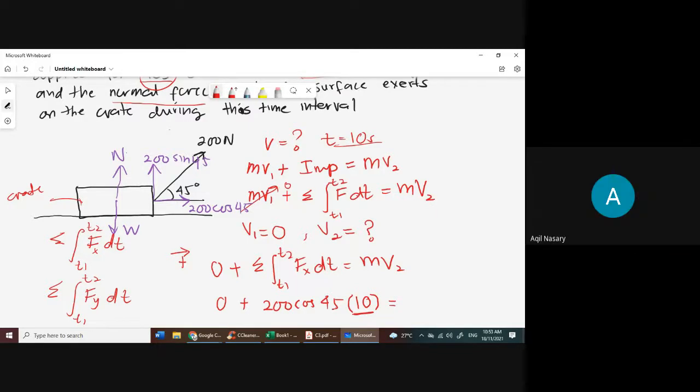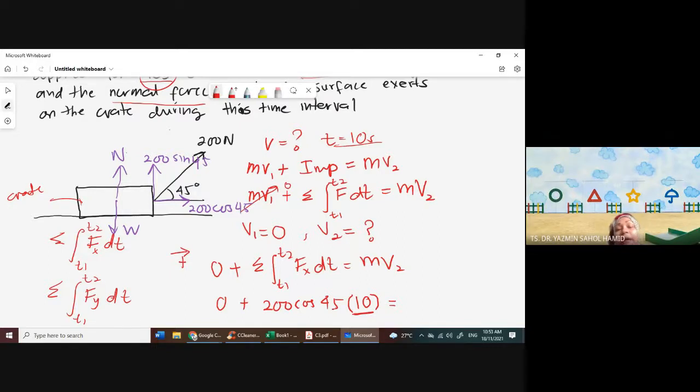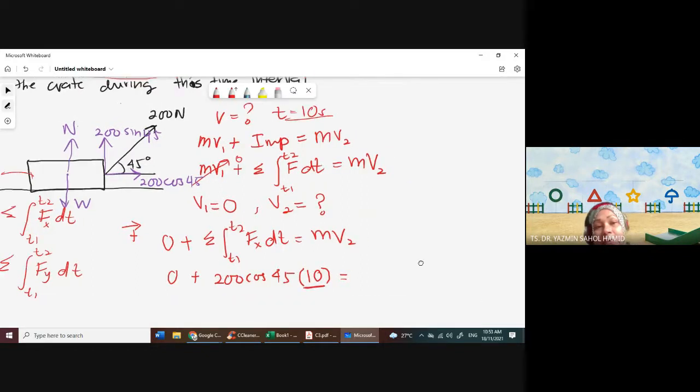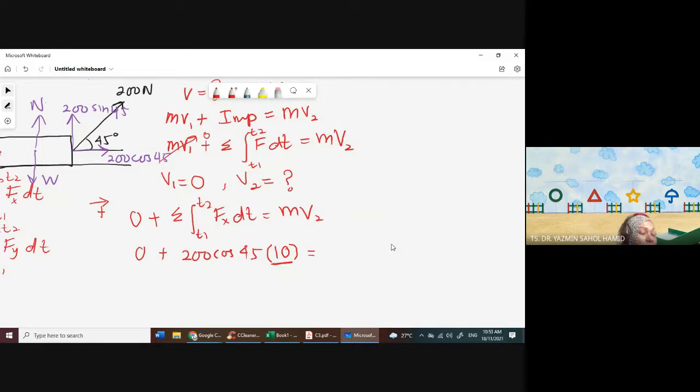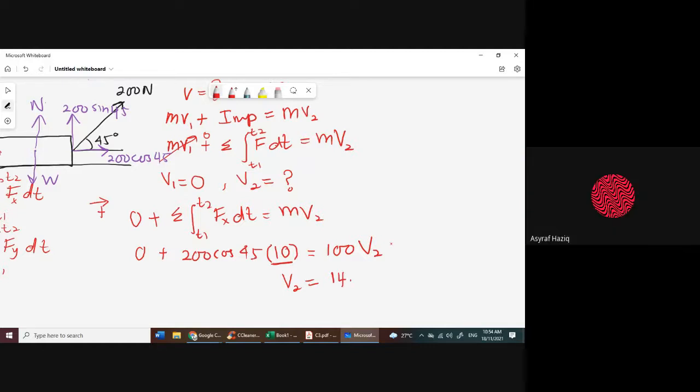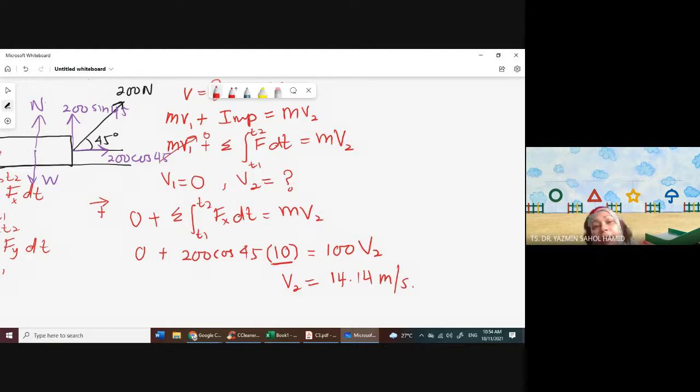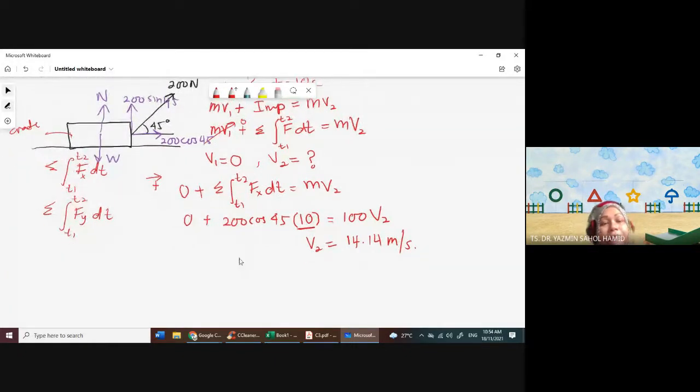Do you remember when you did work energy, everything you have to multiply by the displacement? For this one, it has to be time. So don't forget, students always miss that part and then get it wrong. So our mass earlier was how much? 100 kilograms. And then this one will be V2. So from here, you can find V2, am I right? Can you please quickly find V2 for me? 14. Point 14? Okay, correct? Meters per second. All right, good.